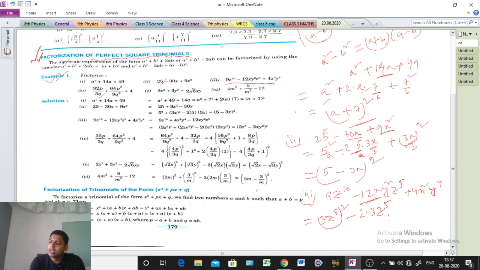Okay, so now it is coming A square minus 2ab plus b square. Here a means 3z to the power 5, so I'm writing here 3z to the power 5. Plus sign will come or minus sign will come? Minus sign will come, because in the middle minus sign is there. So minus. Next 2x, b means 2x y square, and whole square. So this is the answer. Clear or not? Understood? Very easy.